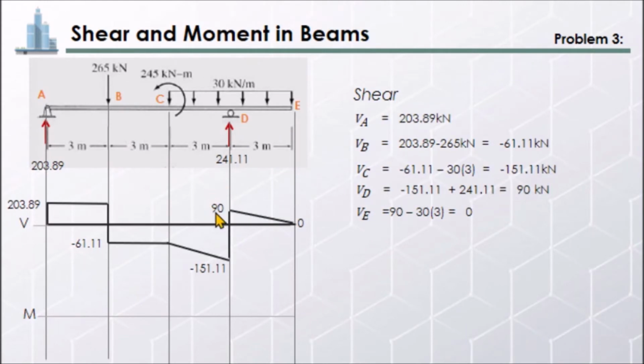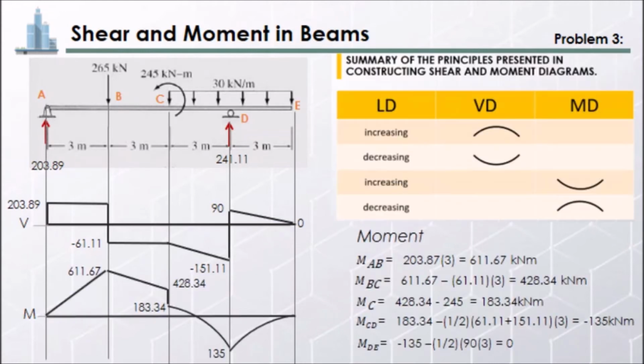Now, from 90 kilonewton, D to E, may pumasok pa tayong load. So, itong uniformly distributed load natin na 30 kilonewton per meter na ang length ay 3 meters. So, we have 30 multiplied by 3, so that is 90. So, 90 minus 30 multiplied by 3, so that will be 0. So, nag-zero na yung ating shear. So, next naman is mag-draw na tayo ng ating moment using the area of our shear.